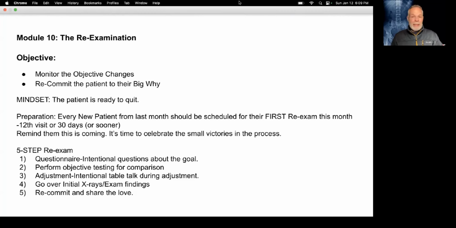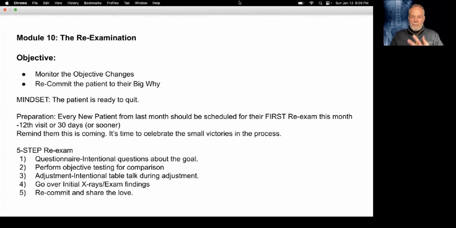and they blow it off or they cancel it. And we don't want that to happen. So we pre-frame the fact that that re-exam is happening in that patient's mind so they know. So every new patient from the last month should be scheduled for their first re-examination during this month. 12th visit, 30 days or sooner. And we have to remind them it's coming. So it's time to celebrate the small victories in the process.